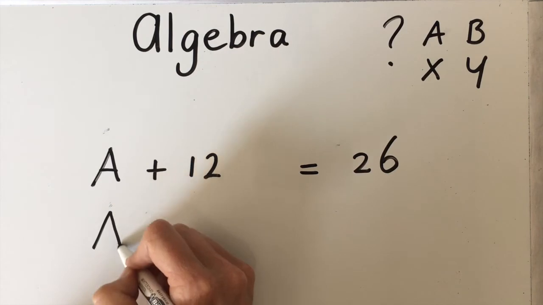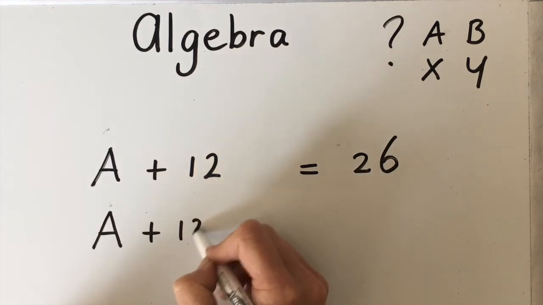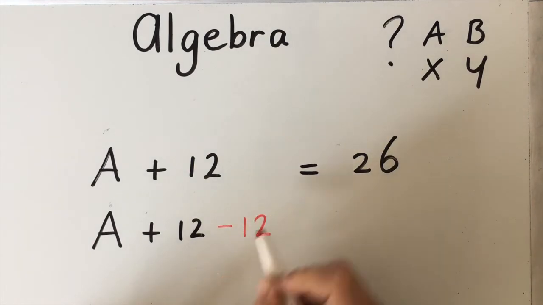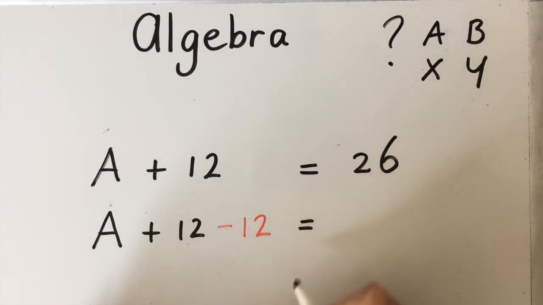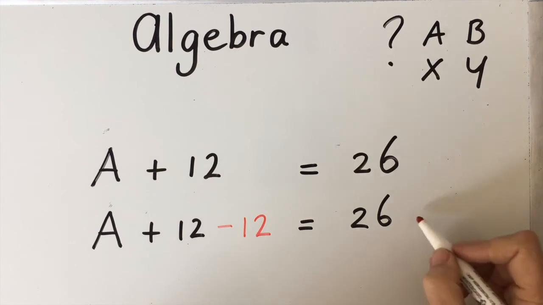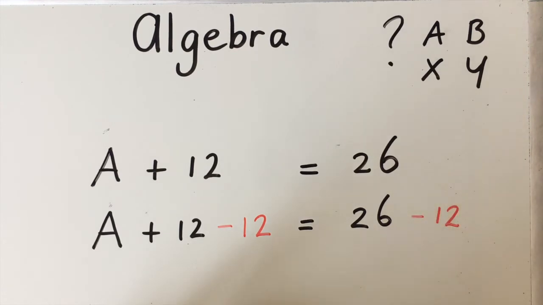So then I have A plus 12 minus 12 equals 26. Now whatever I do on this side, I also have to do on that side. Minus 12. So what do I have left over? A plus 12 minus 12, 0, equals 26 minus 12 is 14.